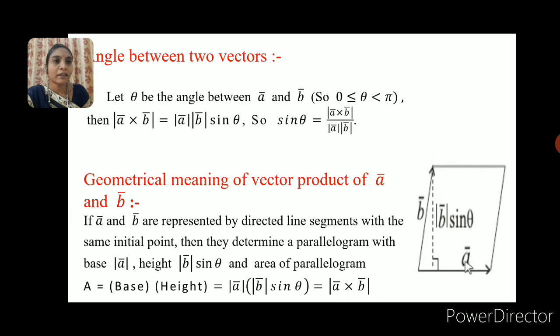See in figure here, a bar and b bar are represented by the directed line segments with the same initial point. Base is magnitude of a bar and height is magnitude of b bar into sin theta, and this is the parallelogram. And area of the parallelogram formula is magnitude of a bar cross b bar is equal to magnitude of a bar, magnitude of b bar into sin theta.